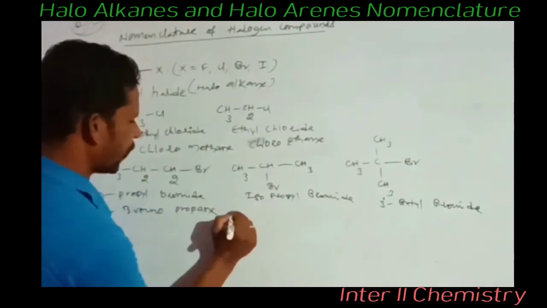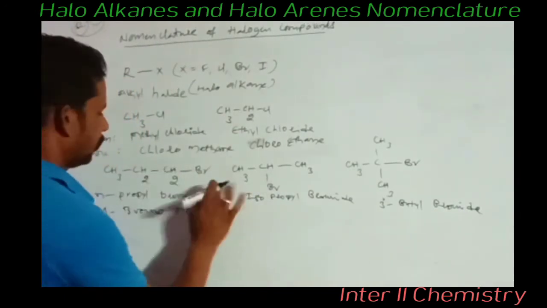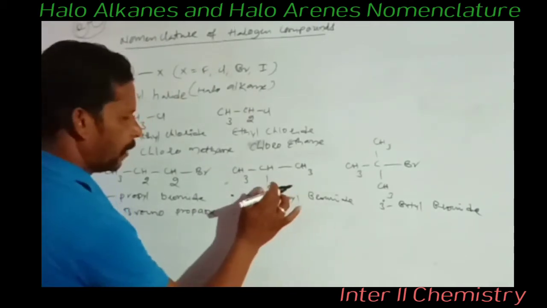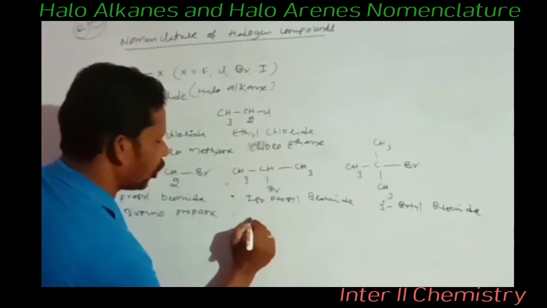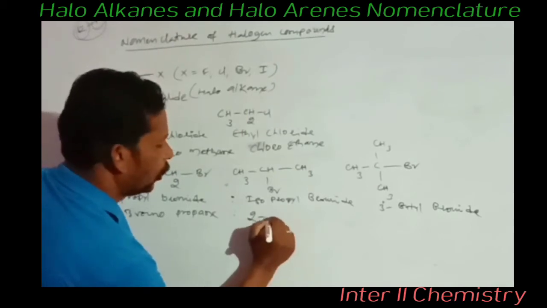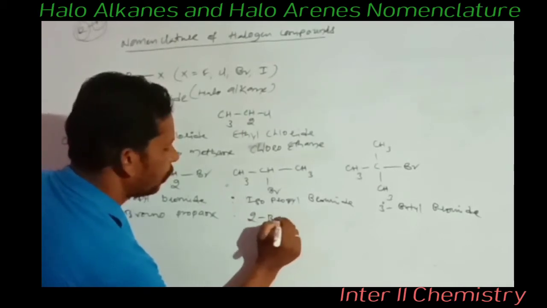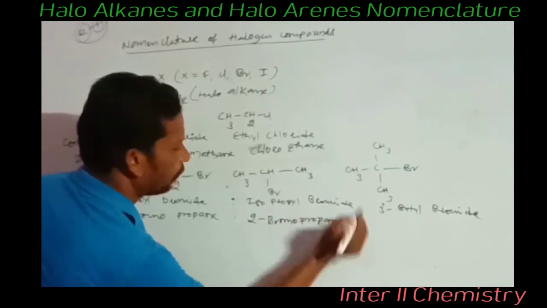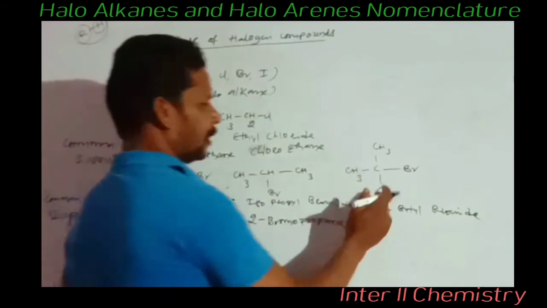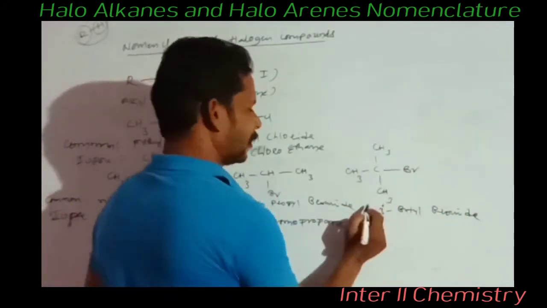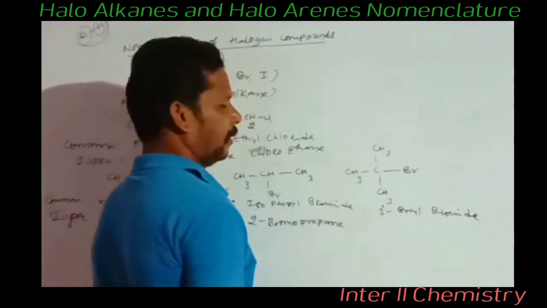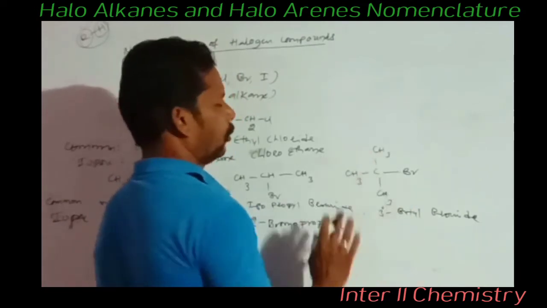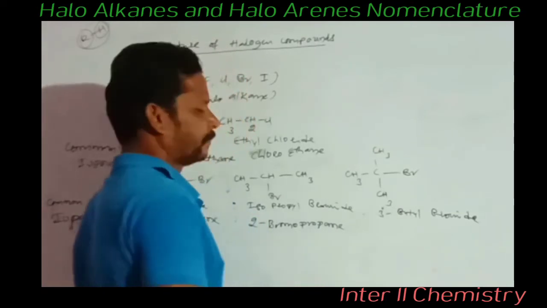So here it is the IUPAC name. The common name is isopropyl bromide. But here bromine is attached to a secondary carbon. So that's why it is 2-bromopropane. And here it is commonly called tertiary butyl bromide, but it is not called neobutyl bromide. You just have to say tertiary butyl bromide only.